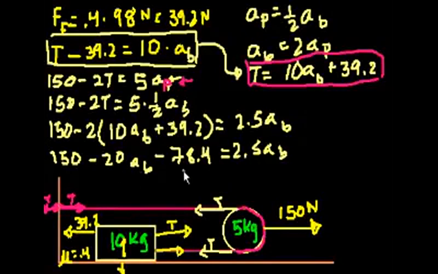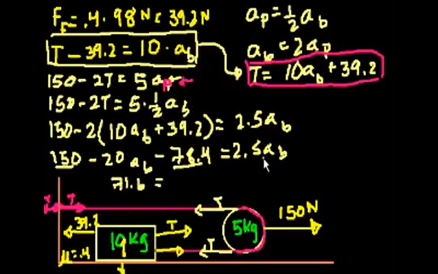Well, let's add 20 times the acceleration of the block to both sides. Well, we'll just simplify this. 150 minus 78.4 is equal to 71.6. So that's just this minus this. And I'm going to add 20 AB to both sides. So I'm essentially moving this 20 AB over to that side. I'm skipping a couple of steps just to save space.